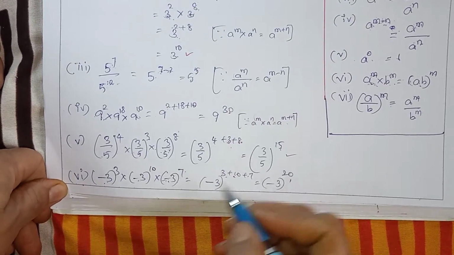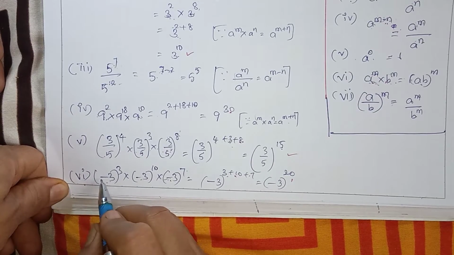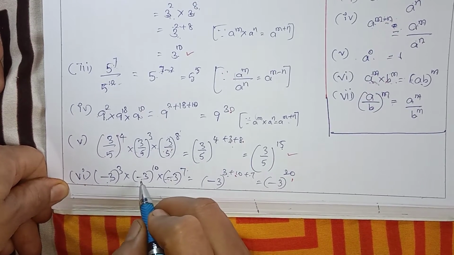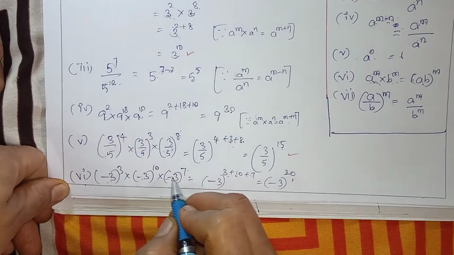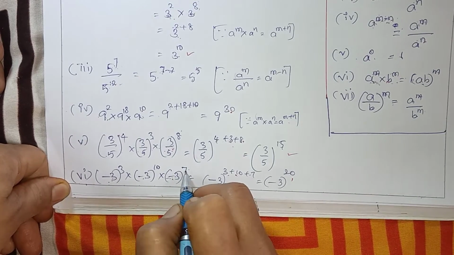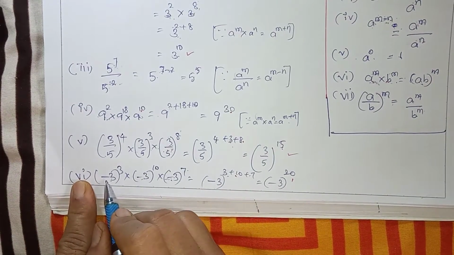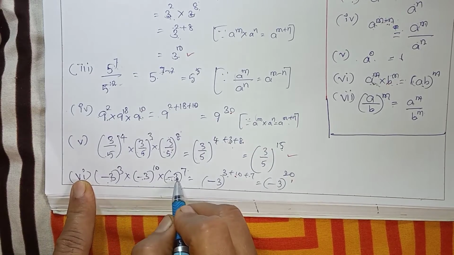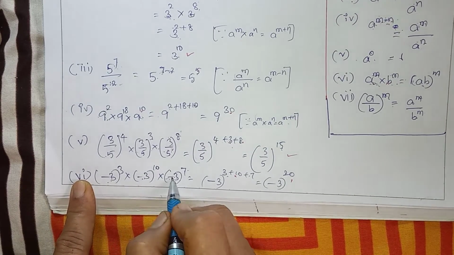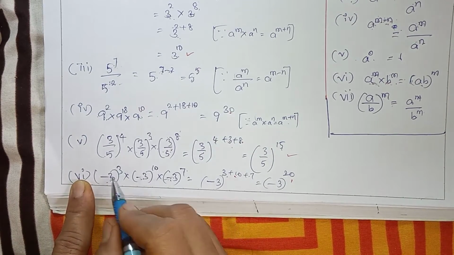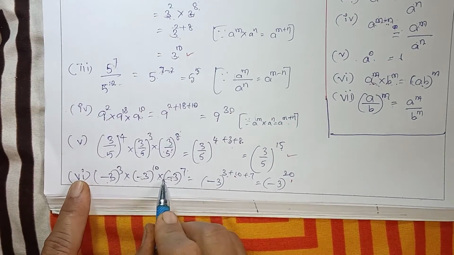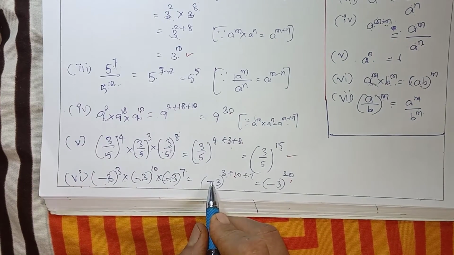Okay. The next question is (-3)^3 × (-3)^10 × (-3)^7. First of all, you have to concentrate on the symbol. Okay, these all are negative. How many are there? 3 are there. If 3 negatives are there, the answer would be the same, minus only.